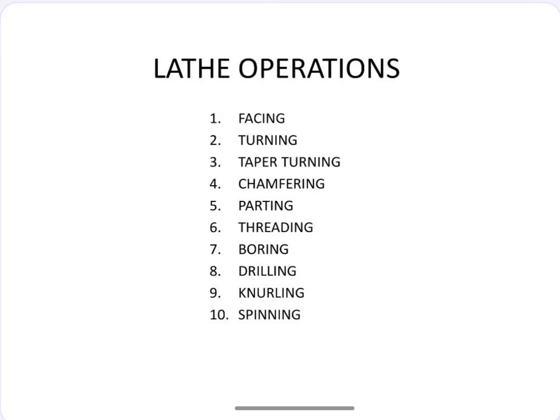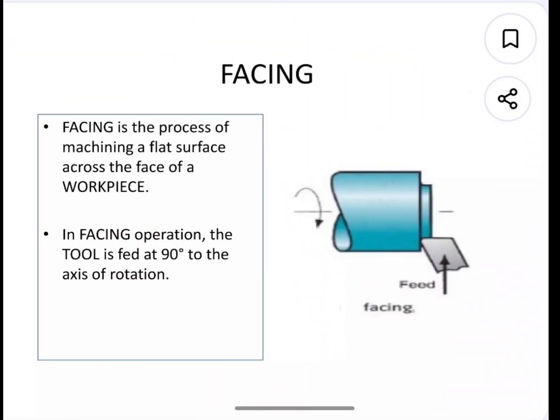Hello everyone, today we study lathe operations. There are mainly 10 operations: facing, turning, taper turning, chamfering, parting, threading, boring, drilling, knurling and spinning. To start, we study the first one, facing.